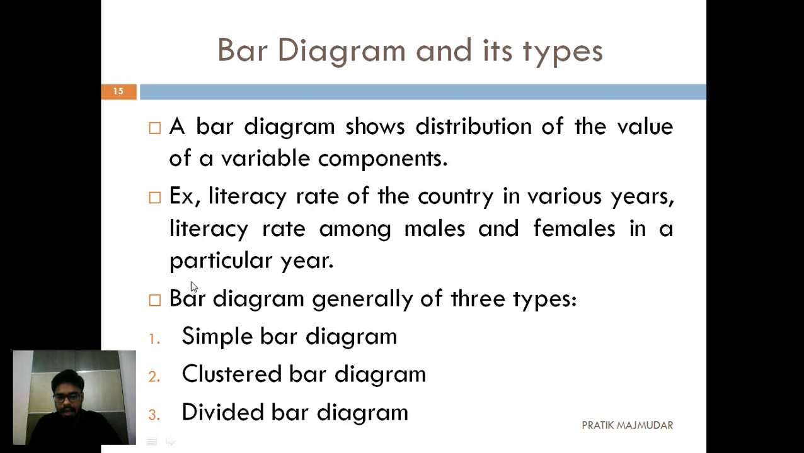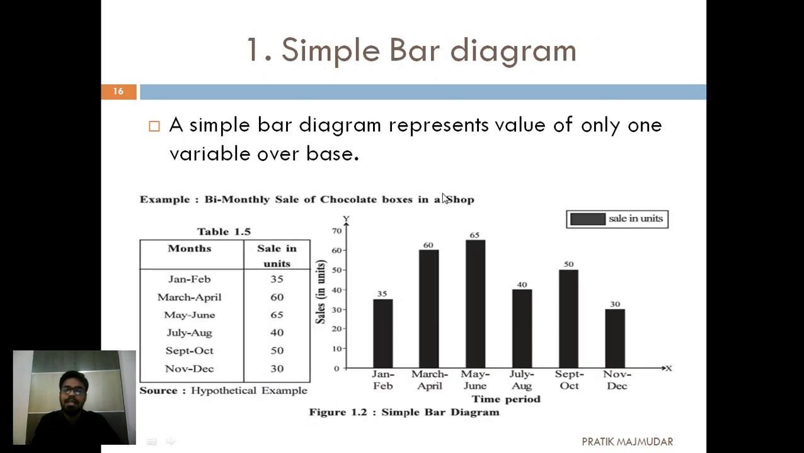Basically there are 3 types of bar diagrams. One is the simple bar diagram, the second is the clustered bar diagram, and the third is the divided bar diagram. We are going to see each of them individually, starting with the first one, the simple bar diagram. Now what is a simple bar diagram? There is only one variable over the base.